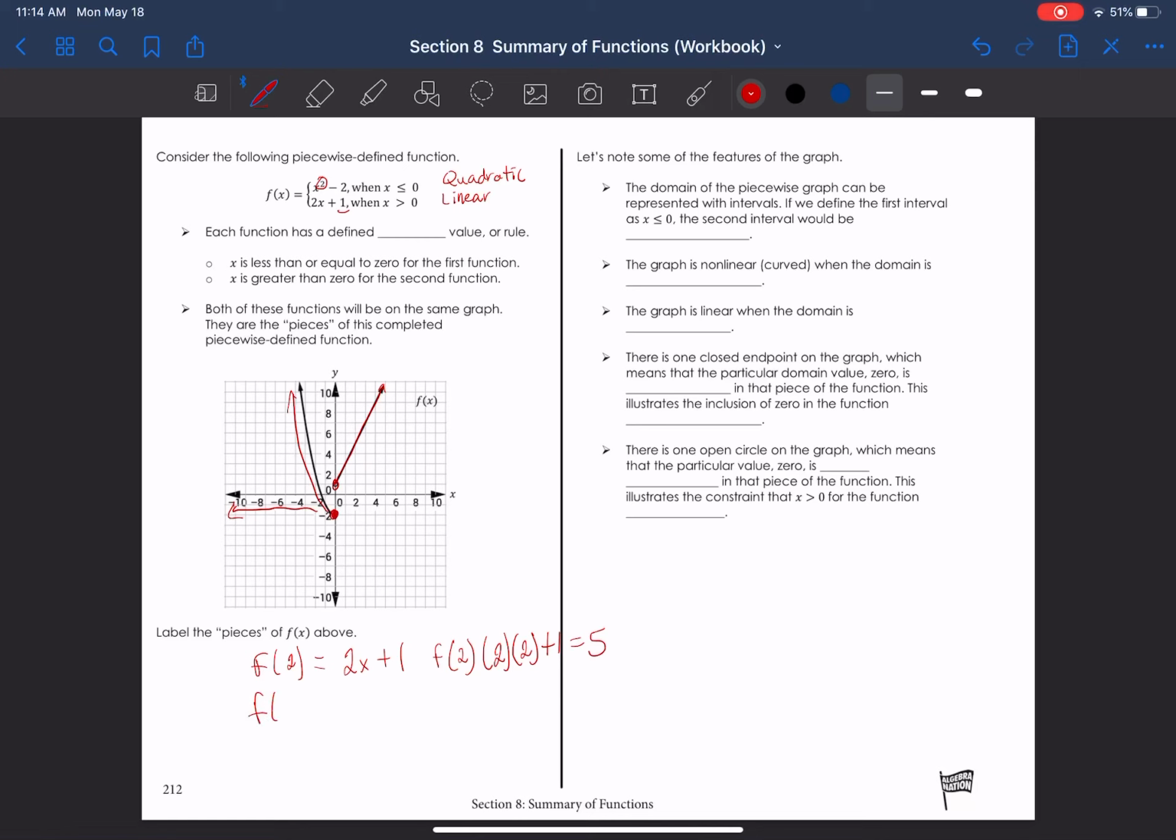If it said evaluate f of 0, 0 is a part of the first function, when x is less than or equal to 0. So I would use that quadratic function, x squared minus 2. F of 0, I plug in 0 for x, so 0 squared minus 2. 0 squared is 0, minus 2 equals -2. So that lets you know which one of the pieces that you would use based on what you're evaluating for.